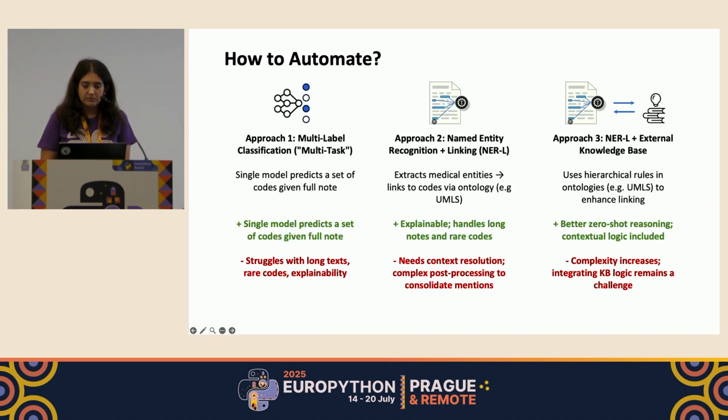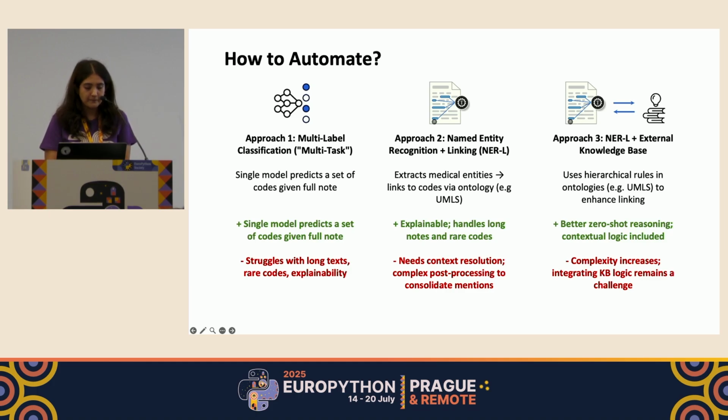Talking about different ML-based approaches, there are primarily three main approaches. The first one is a multi-label classification approach, wherein a single model predicts a set of codes given a full note. So essentially you get a full doctor note, and in the end you just get a list of codes. The beauty is that it's only a single model, so it's very easy to maintain and often retrain. But the only problem is that it struggles with long texts, and the explainability part of it is a little problematic.